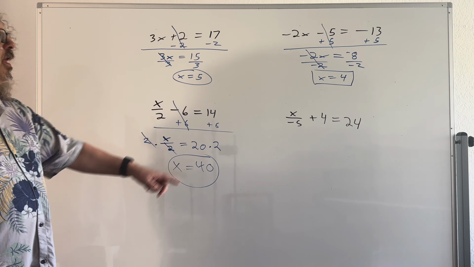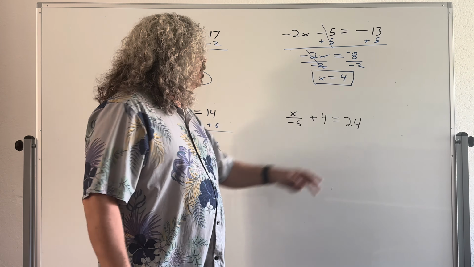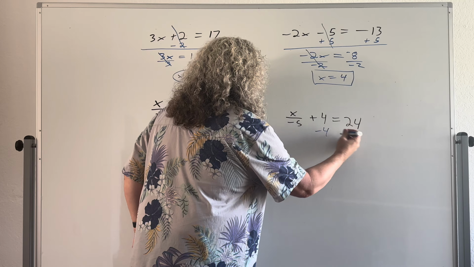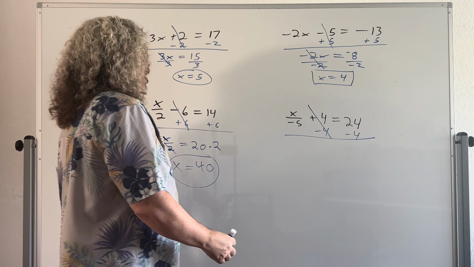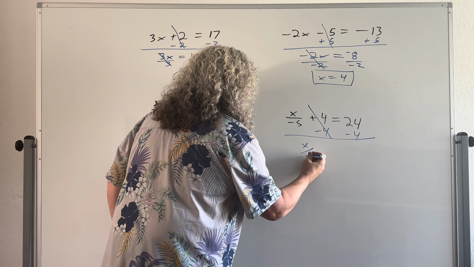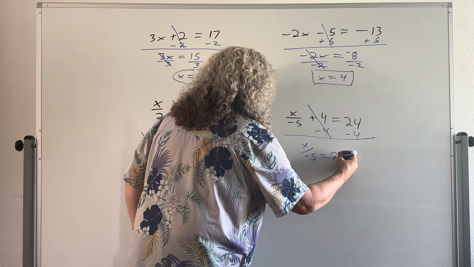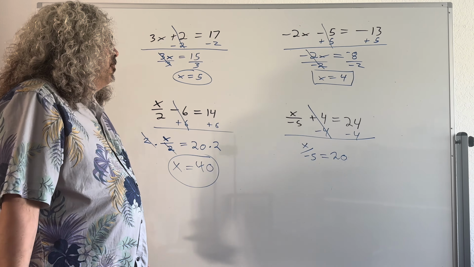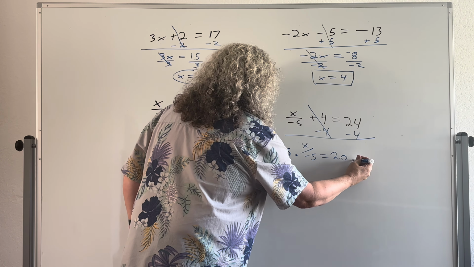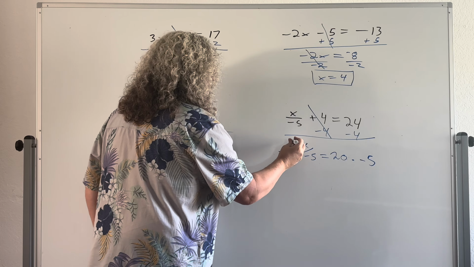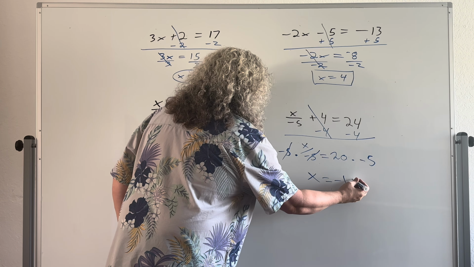Okay? And the last one over here, same thing. Let's get all the numbers together on one side of the equation. -4. Boom. Die. I did nothing to that fraction. So all I'm going to do is copy him down. That's all I'm doing is copying. 24 minus 4 is 20. Now all I have to do is multiply each side by a -5. Ooh, my penmanship. And I'm going to be left with x equals -100.